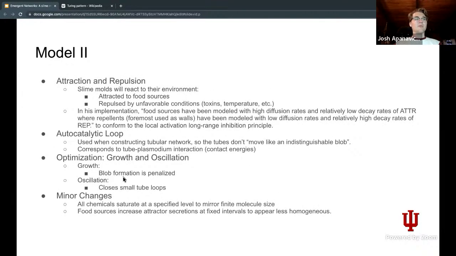So the growth blob formation is penalized, and as it oscillates the chemical signal, it closes the small tube loops. So going back to the rules for tube formation, that creates that. And then these are just more in detail about the attraction and repulsion. Naturally, the plasmodium is attracted to food sources, repulsed by unfavorable conditions.